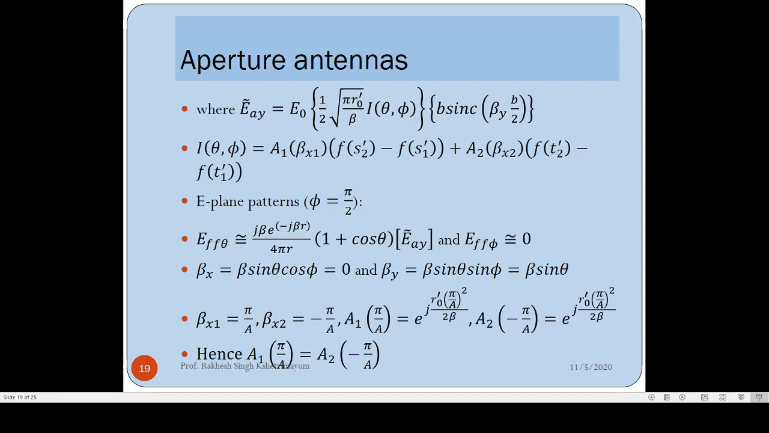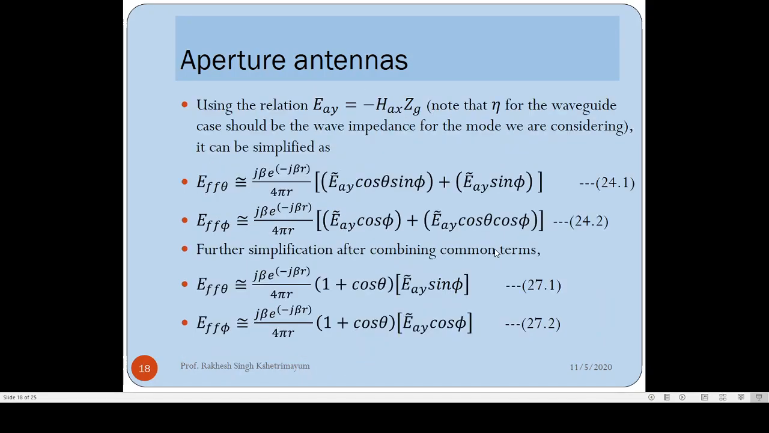So for the E plane pattern, phi is equal to pi by 2. This is the YZ plane. If phi is pi by 2, what happens to beta x? Beta x is beta sine theta cos phi. So this becomes 0. What happens to beta y? Beta y will become beta sine theta, because sine of pi by 2 is 1. So in that case, this EFF phi component will become 0, because we have a cosine phi here.